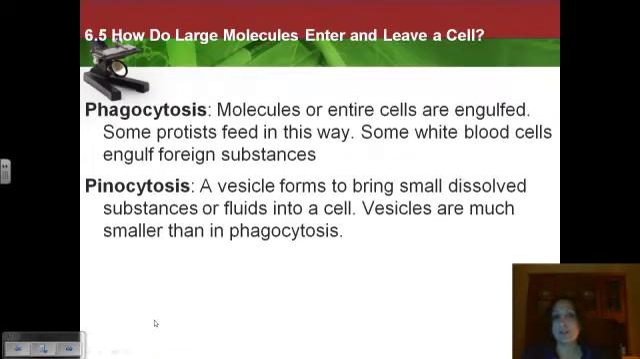There's two different types of endocytosis. If the cell is taking in a solid, we call that phagocytosis. Our white blood cells do this in engulfing bacteria. And then there's also pinocytosis, and this is where you're bringing in liquids. These vesicles would be much smaller than what we see in phagocytosis.